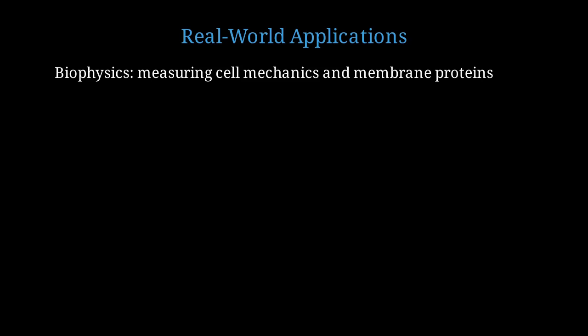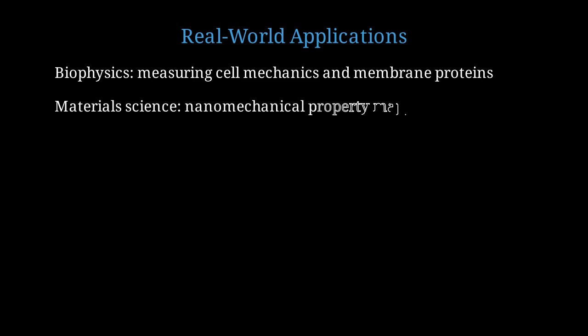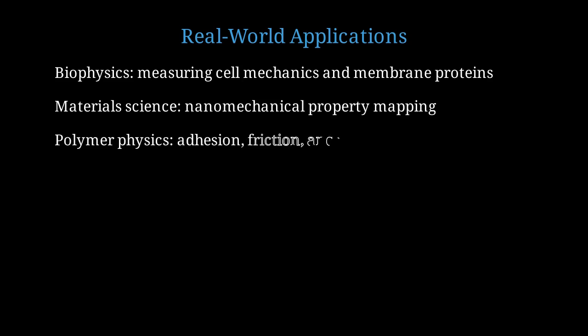Finally, where is this technique used in real research? In biophysics, AFM force spectroscopy measures the stiffness of living cells, maps the mechanical properties of membrane proteins, and can even unfold single molecules to measure their energy landscapes. In materials science, it provides nanoscale mechanical property maps of composites, thin films, and nanostructured materials. You can correlate structure with mechanical function at unprecedented resolution. In polymer physics, AFM studies adhesion, friction, and viscoelastic properties of polymer surfaces and interfaces. This is critical for understanding adhesives, lubricants, and coatings.